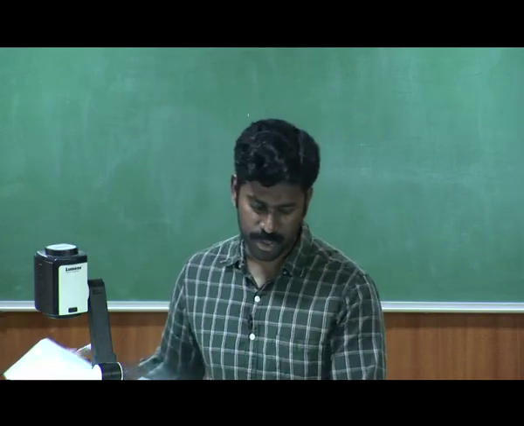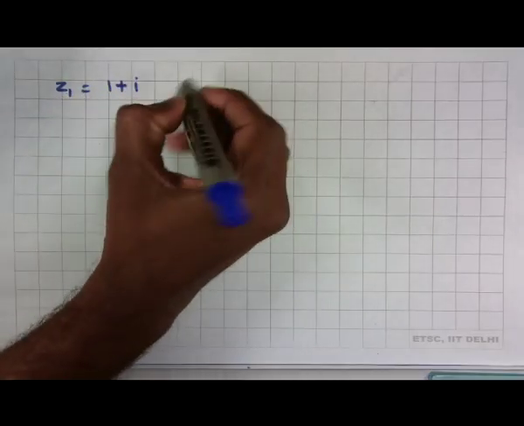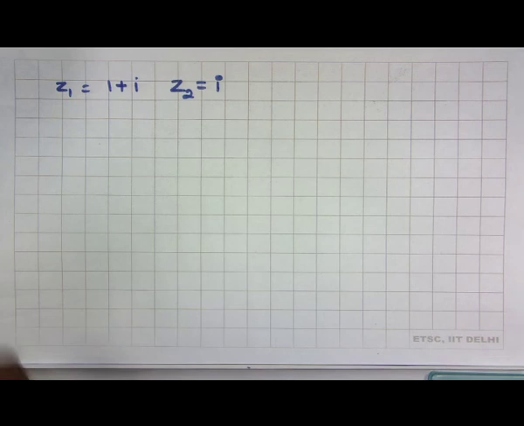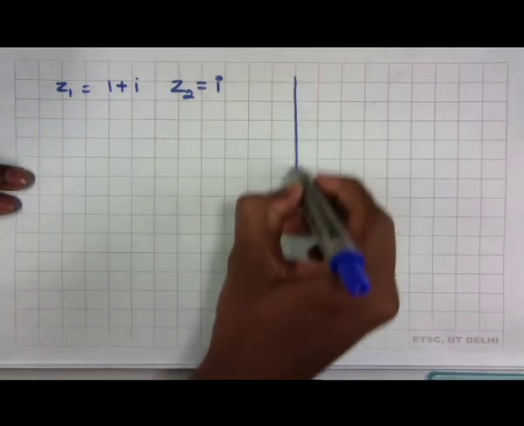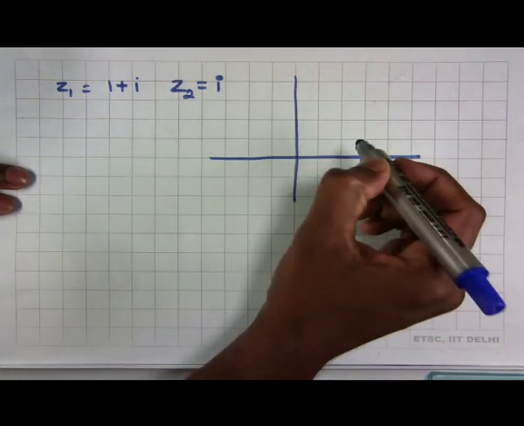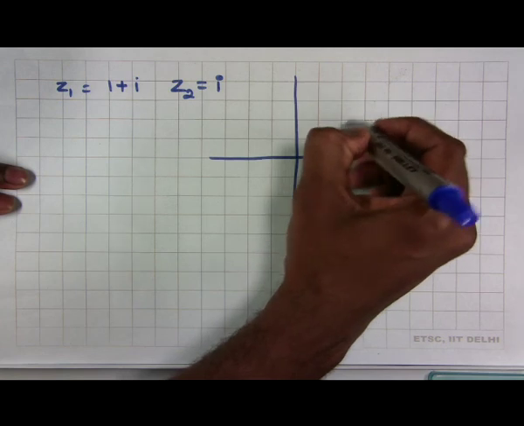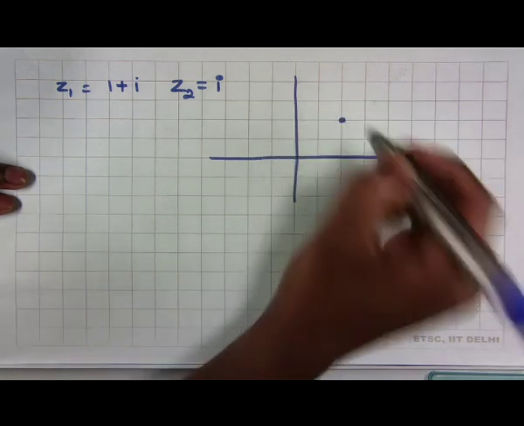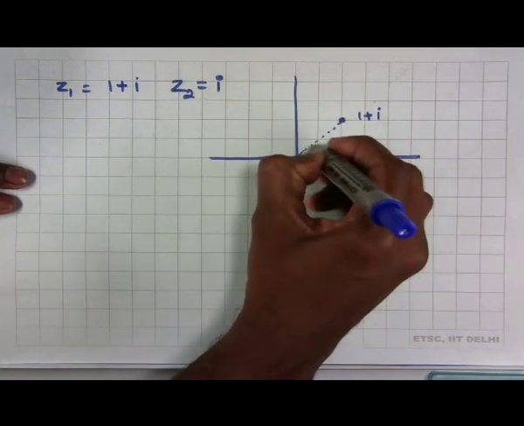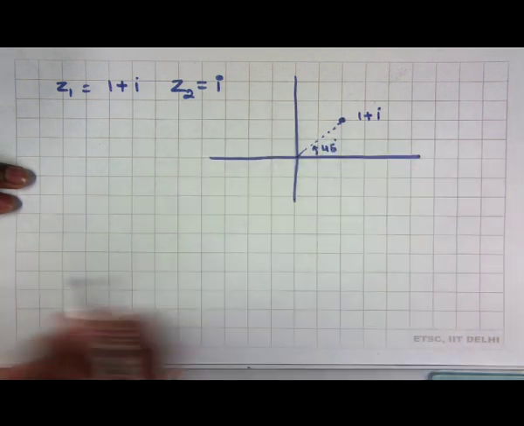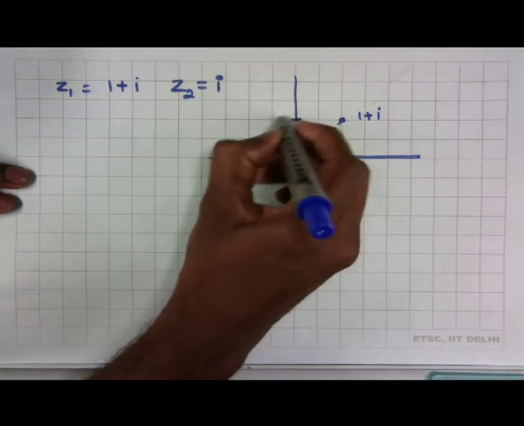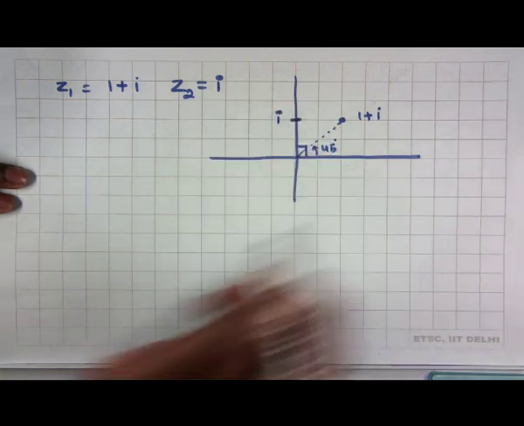Let us do a simple example. Consider z1 as 1 plus I and z2 as I. Let us view geometrically what these numbers are represented in the Argand plane. We have the point 1 plus I somewhere here, which makes the angle 45 degree, and I, which is making an angle 90.